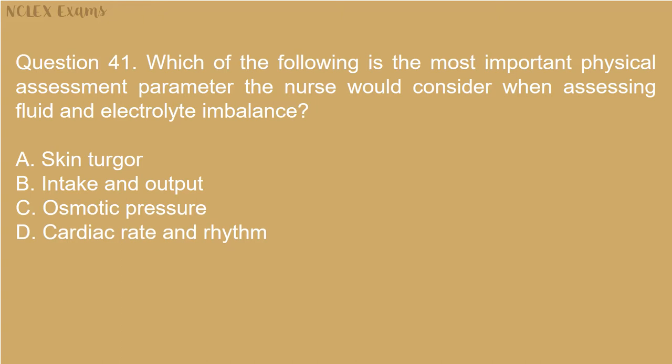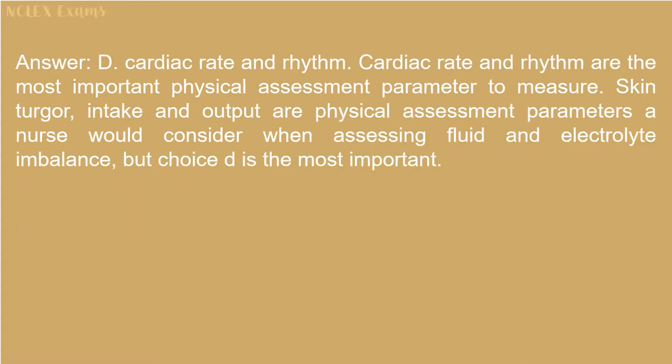Question 41. Which of the following is the most important physical assessment parameter the nurse would consider when assessing fluid and electrolyte imbalance? A. Skin turgor. B. Intake and output. C. Osmotic pressure. D. Cardiac rate and rhythm. Answer D. Cardiac rate and rhythm. Cardiac rate and rhythm are the most important physical assessment parameter to measure. Skin turgor and intake and output are physical assessment parameters a nurse would consider, but choice D is the most important.